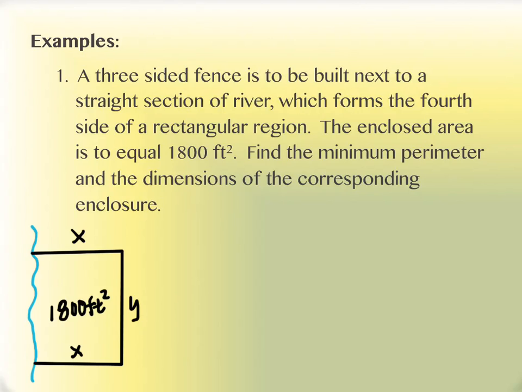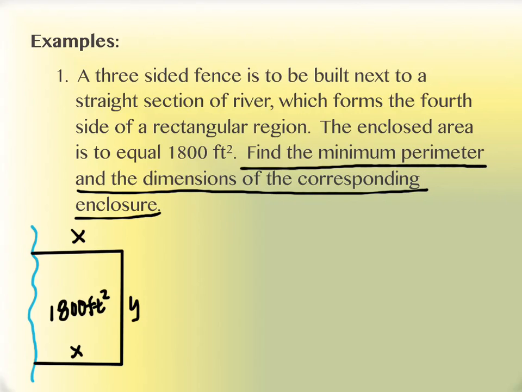And then here's the question that I'm asked. I'm asked to find the minimum perimeter and dimensions of the corresponding enclosure. But in particular, the phrase that I should be keying in on is the word perimeter. We actually know the area in this problem, and we're asked to find the perimeter.